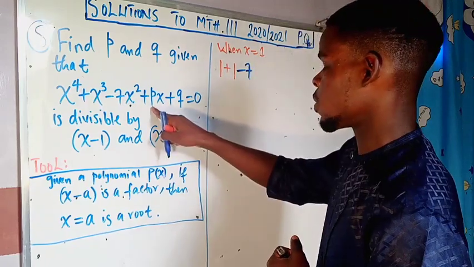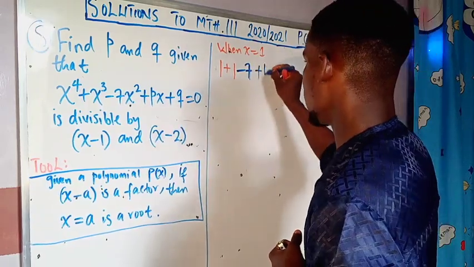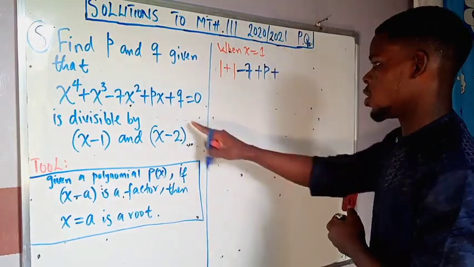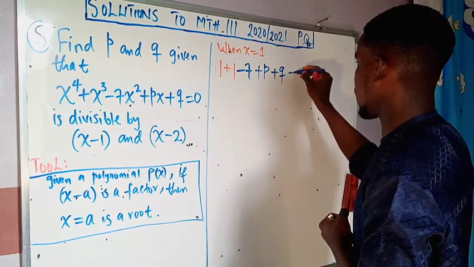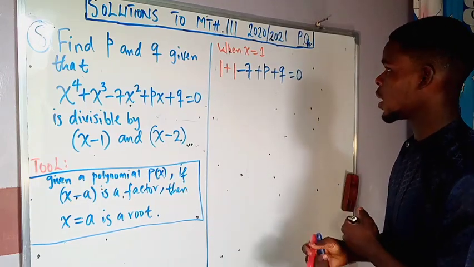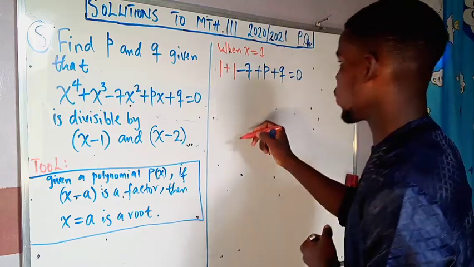And then the next thing we'd like to have is just plus p, because if x is 1, it doesn't change it when we are multiplying. And there's no x here, so we just put the q. And on the right hand side, there is no x, so we equate it to 0. So this is from when x is equal to 1.